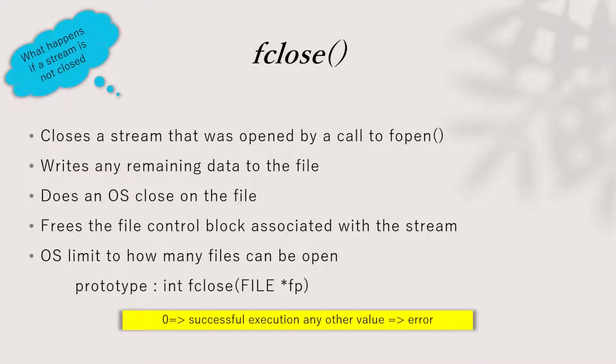What happens if a stream is not closed? Well, we could have lost data or destroyed files or program errors. Therefore, it's important to include fclose in your code.